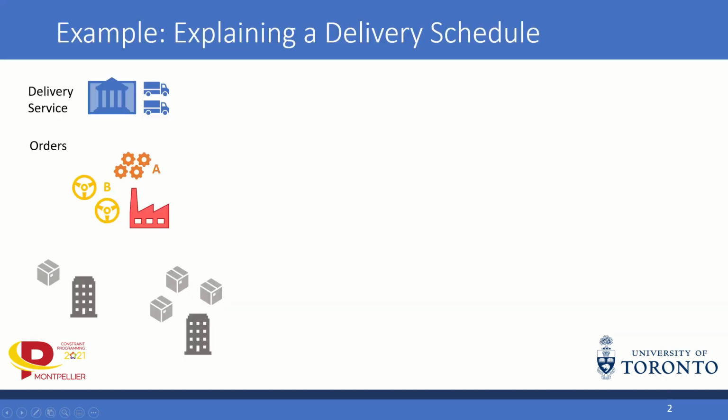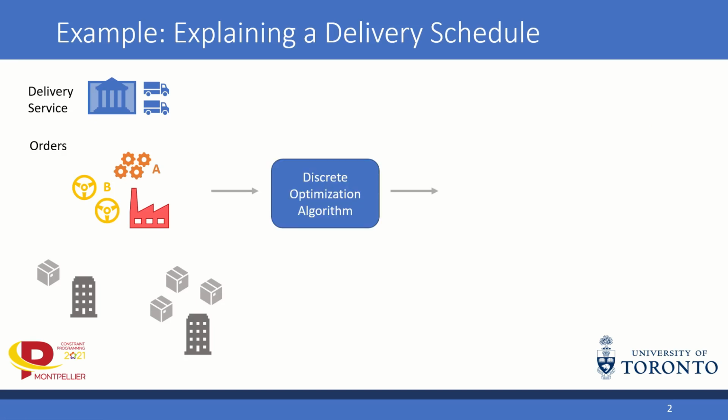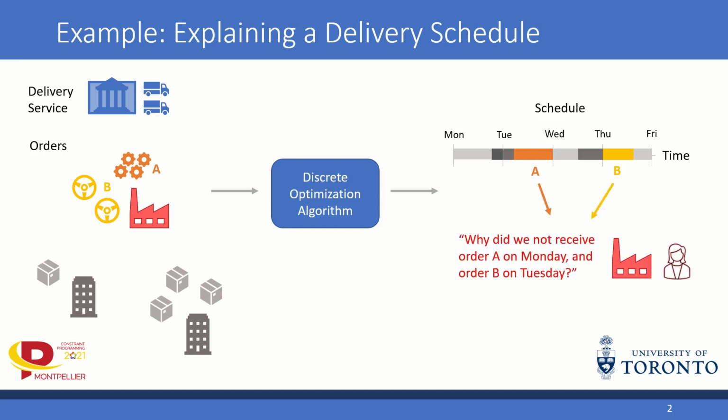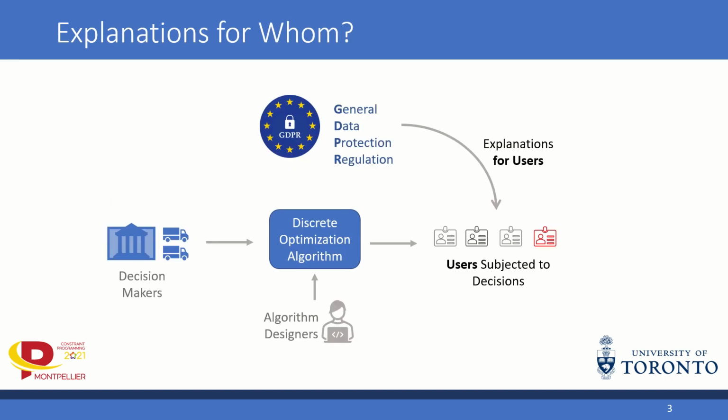Consider, for example, a delivery service scheduling some orders from a group of clients, and they use a discrete optimization algorithm such as MIP or CP. After producing their schedule, one of their clients asks, why did we not receive order A on Monday and order B on Tuesday? We aim to address such questions through the framework of counterfactual explanations.